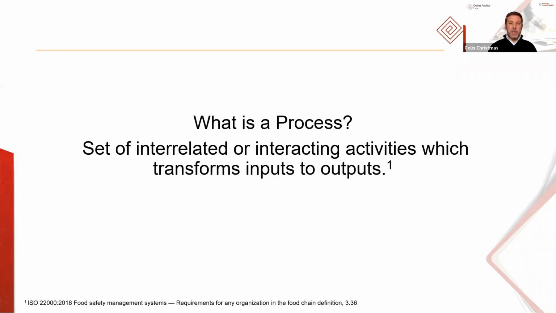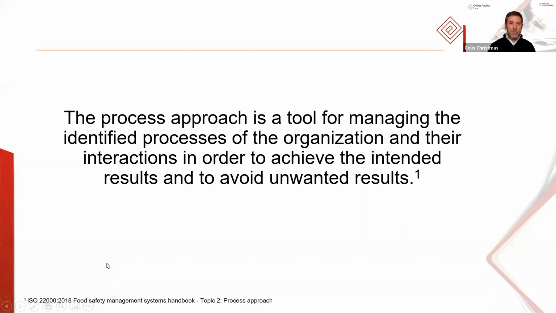So what is a process? The definition from ISO 22000 is a set of interrelated or interacting activities which transforms inputs into outputs. So we're looking at this, it's very linear, inputs and outputs, that's the process. What goes on in between and how do we audit that is critical for understanding whether we have a robust food safety management system. And then the definition of the process approach. This is defined as a tool for managing identified processes of the organization, their interactions to achieve intended results and avoid unwanted results. So this is key. And ultimately, this is what we're going to discuss further in the presentation today.